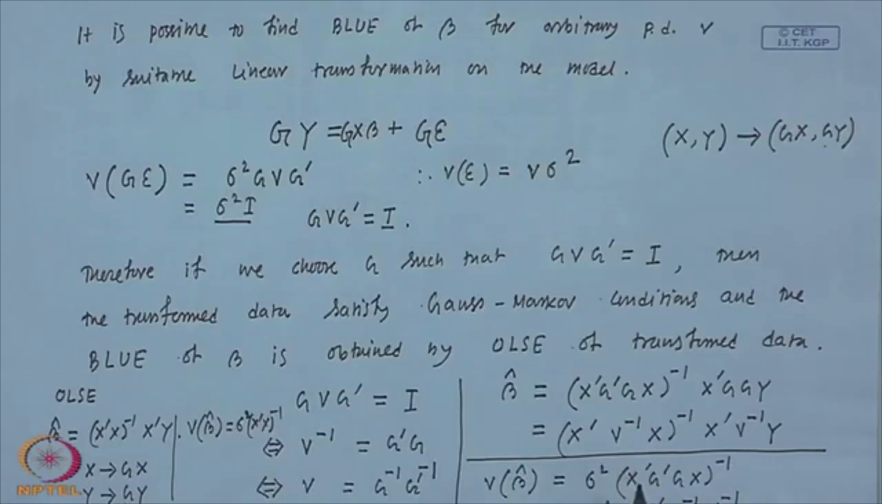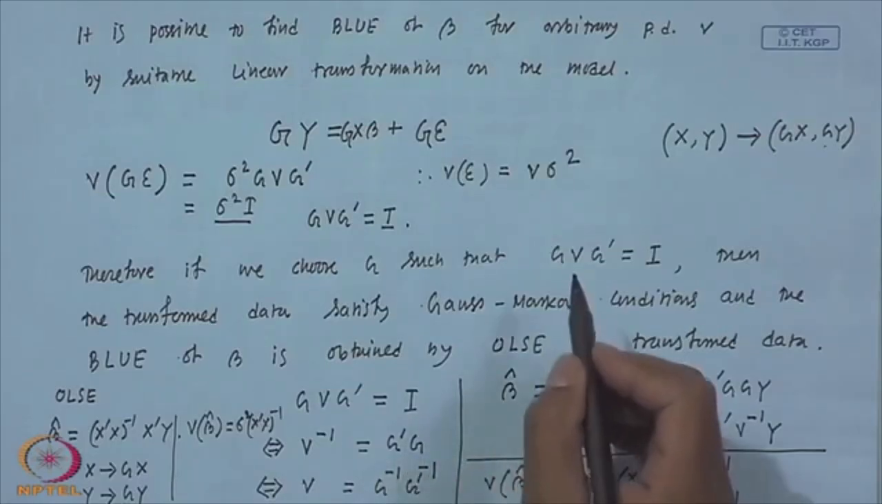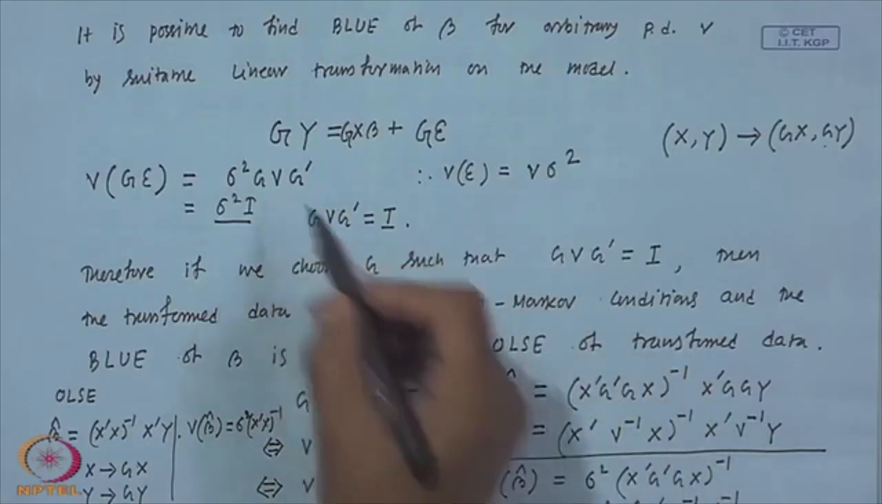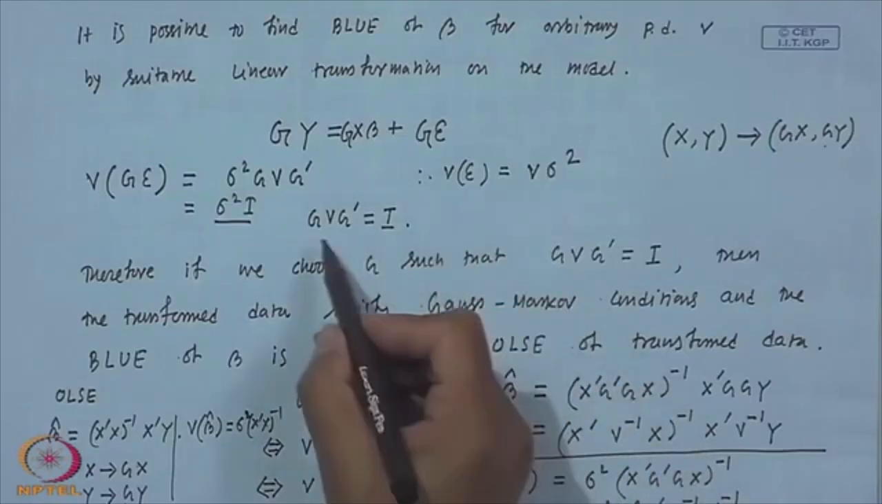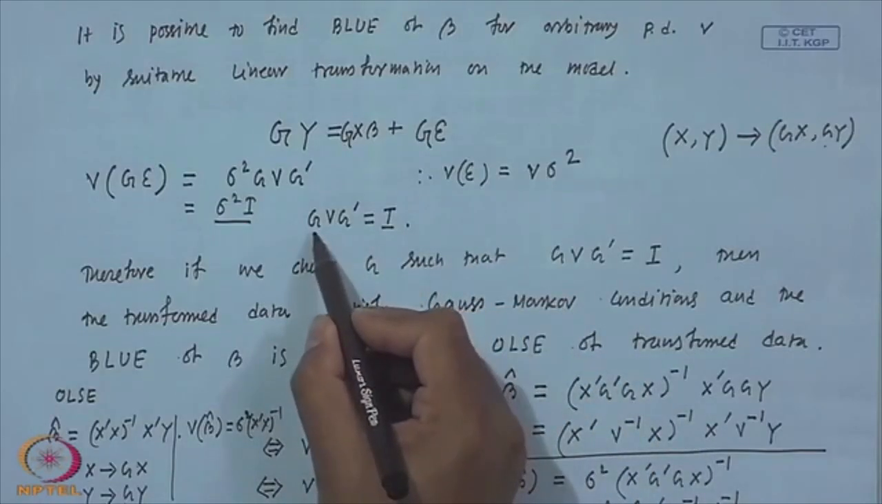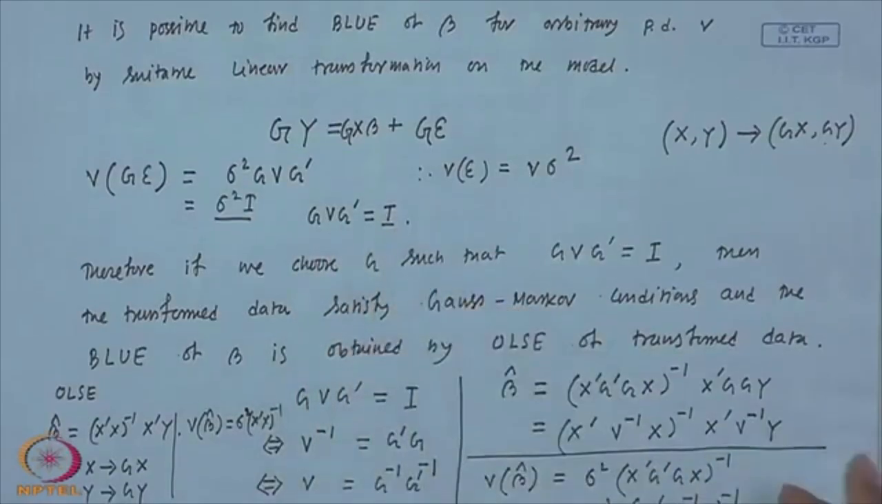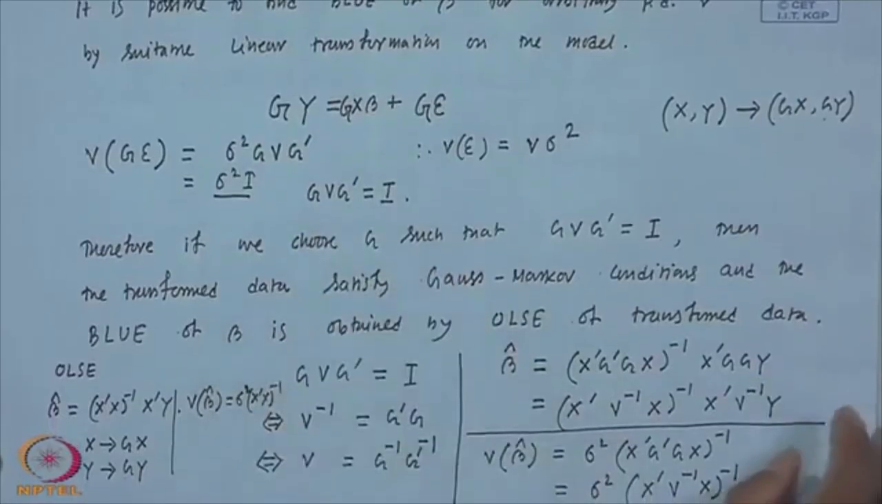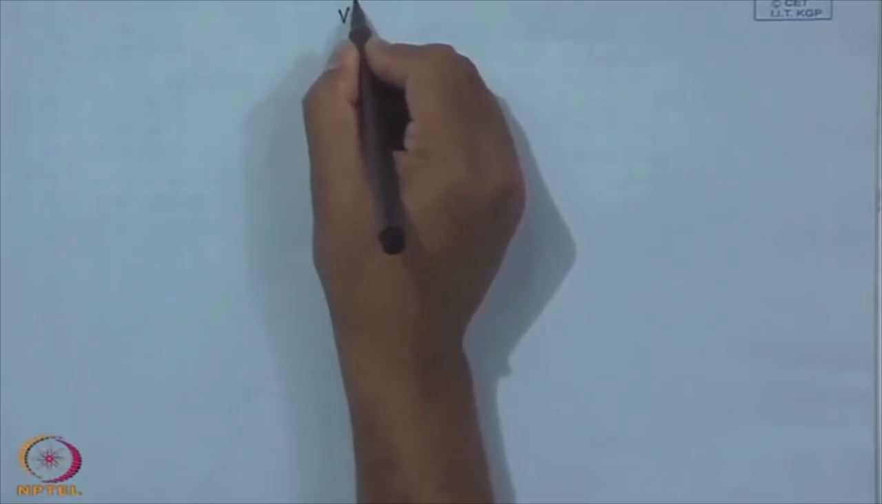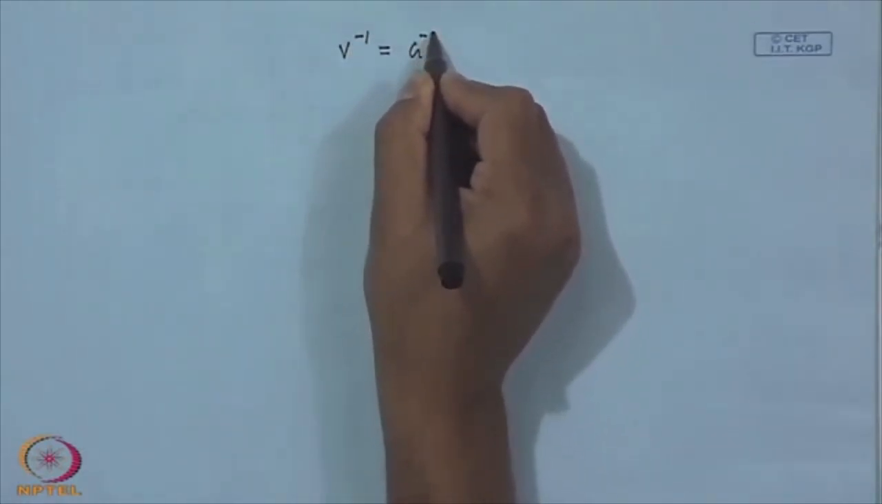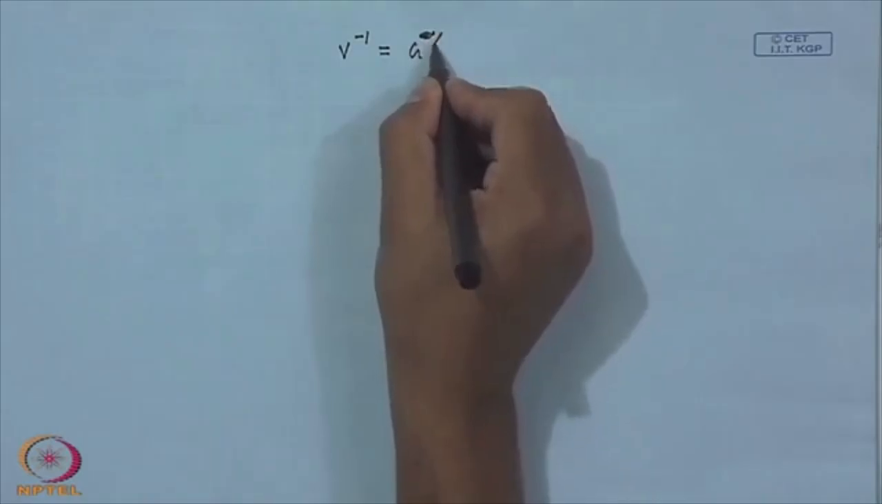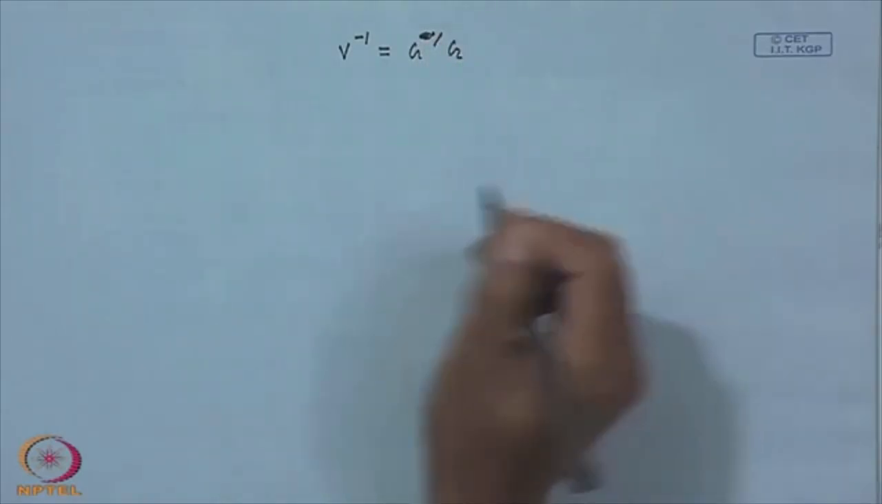Now, I still did not talk about how to get this g. We have V, and then we have to choose g such that g V g prime is equal to the identity matrix, where we know that V is a positive definite matrix. Well, so we have to choose g such that V inverse is equal to g prime g, okay.